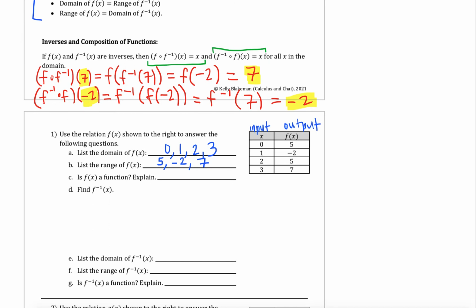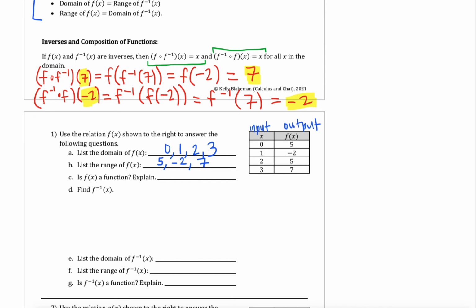Our next follow-up question is a good review question from last semester. Is f of x a function? Explain. Why don't you pause the video right now and determine if f of x is a function or not. As a reminder, to be a function, it means that every single input goes to its own output.